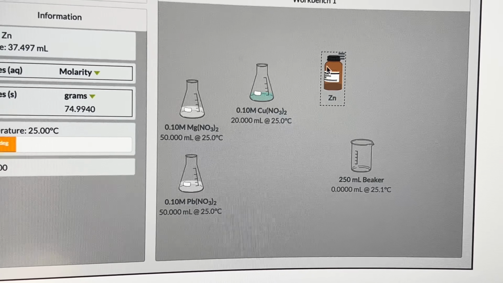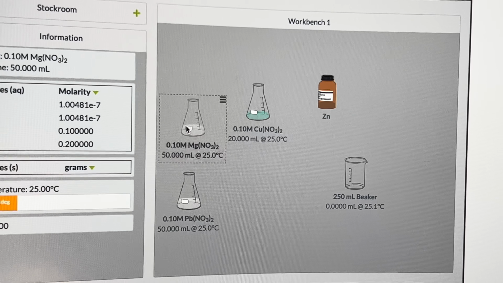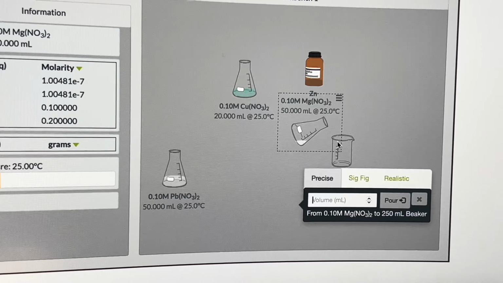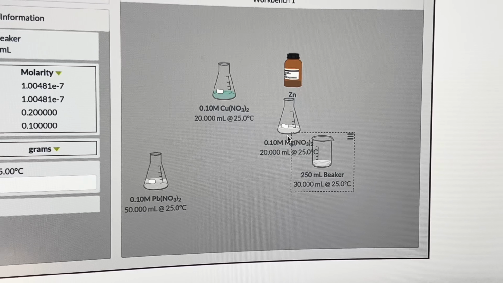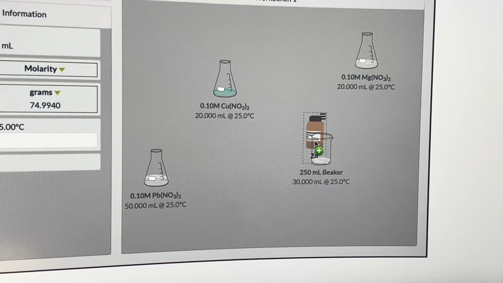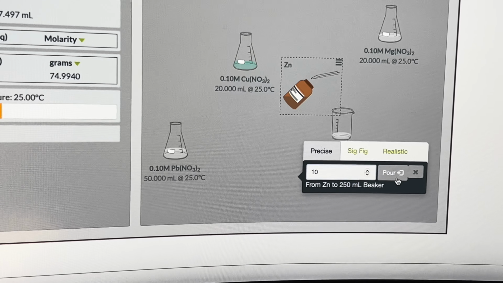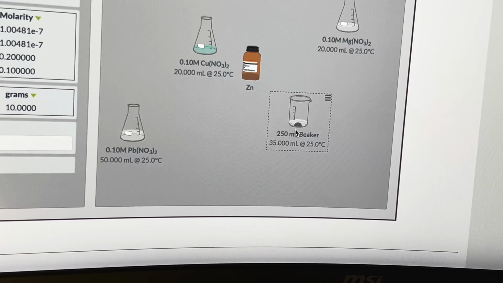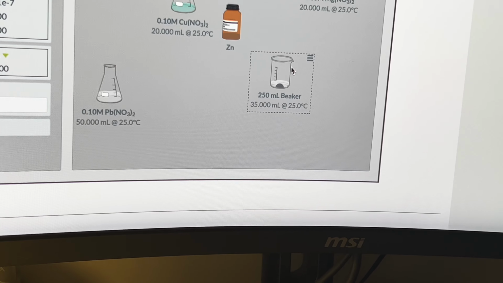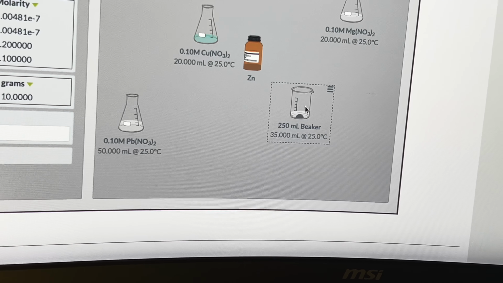Next, we're going to test the magnesium nitrate with the zinc. So we're going to add 30, like so. And we're going to dispense 10 grams of our zinc and see if we can make any observations. And as you can see, I see no change in qualitative observations. In terms of the change of appearance, I don't see any.